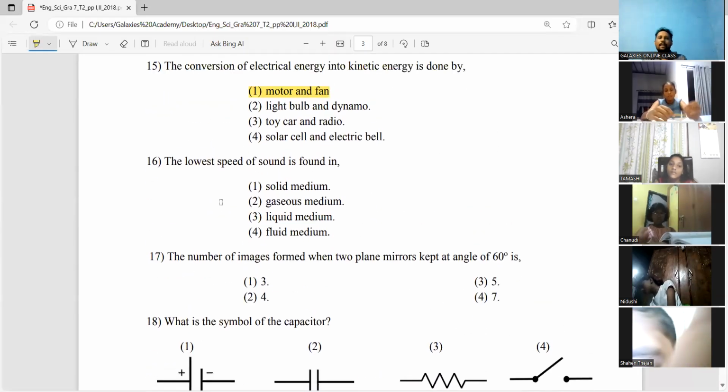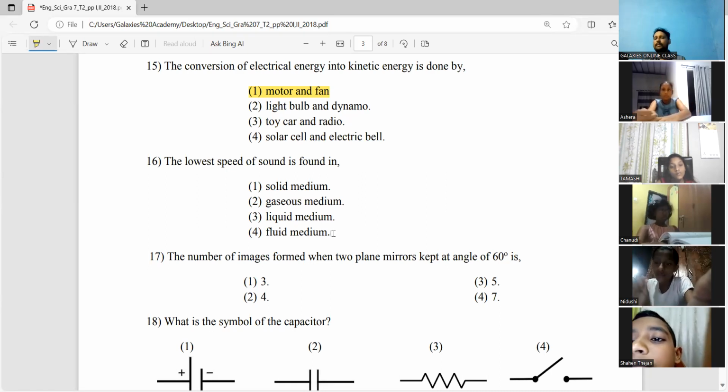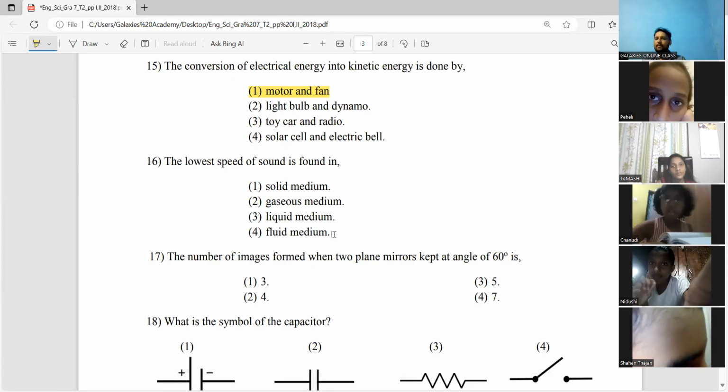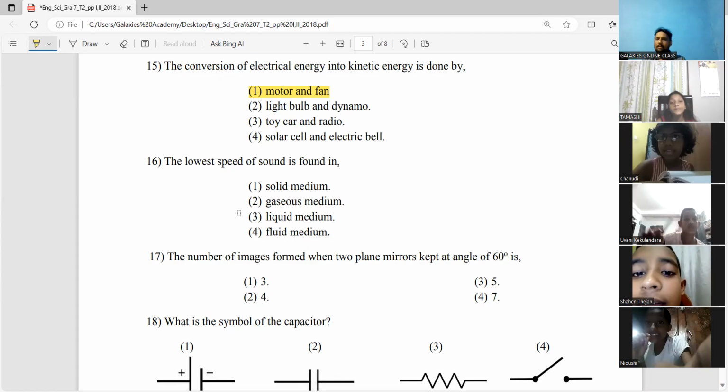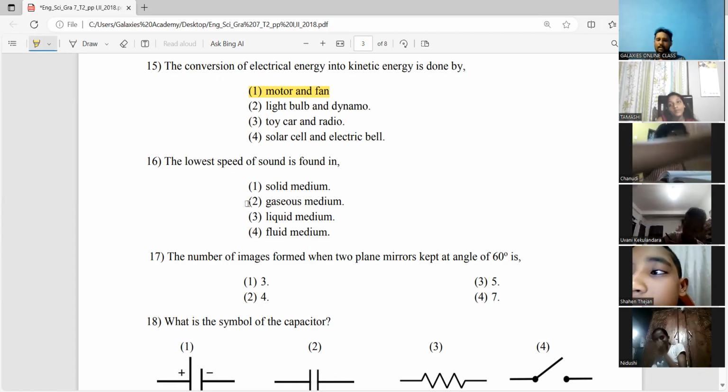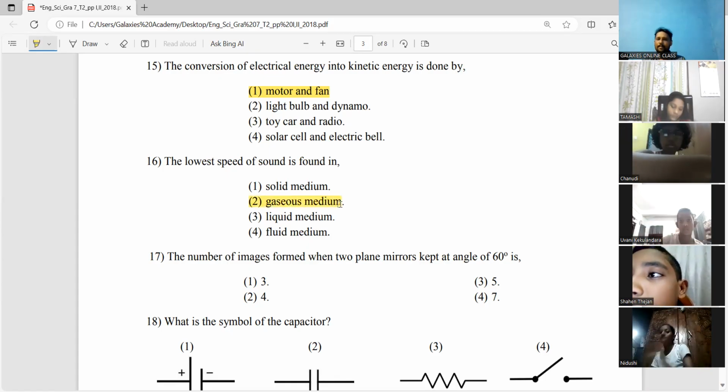Right. Number 16, look at. The lowest speed of sound is found in solid medium, gaseous medium, liquid medium, and fluid medium. What is the correct answer? Lowest speed. Gaseous medium. Yes, gaseous medium.